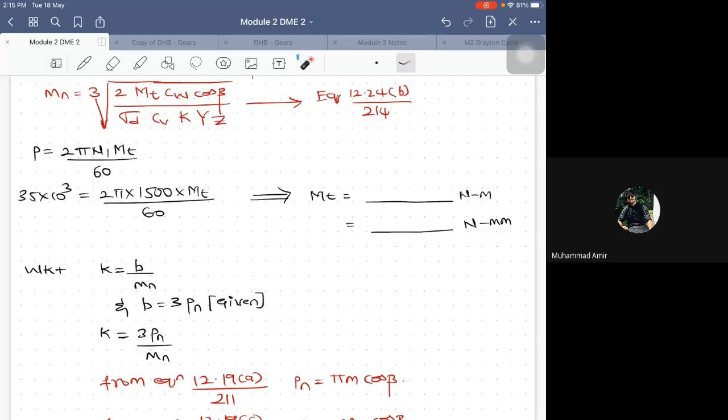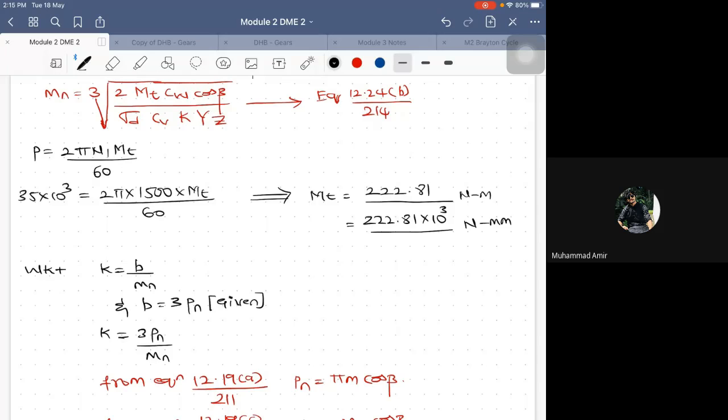What is the value of MT, the torque? Can you give me the value? 222.81 in Newton meters. If I want to write in Newton mm, it is the same thing, but I have to multiply by 10 to the power of 3, right? Very good.